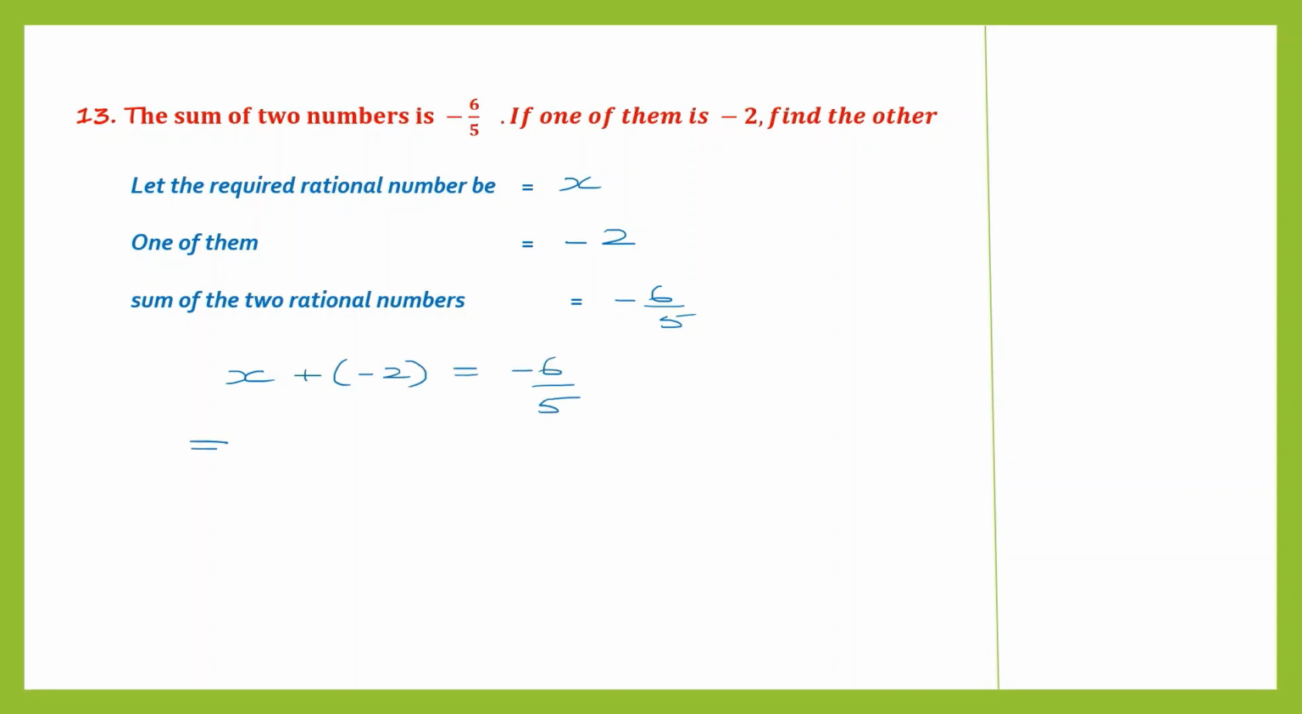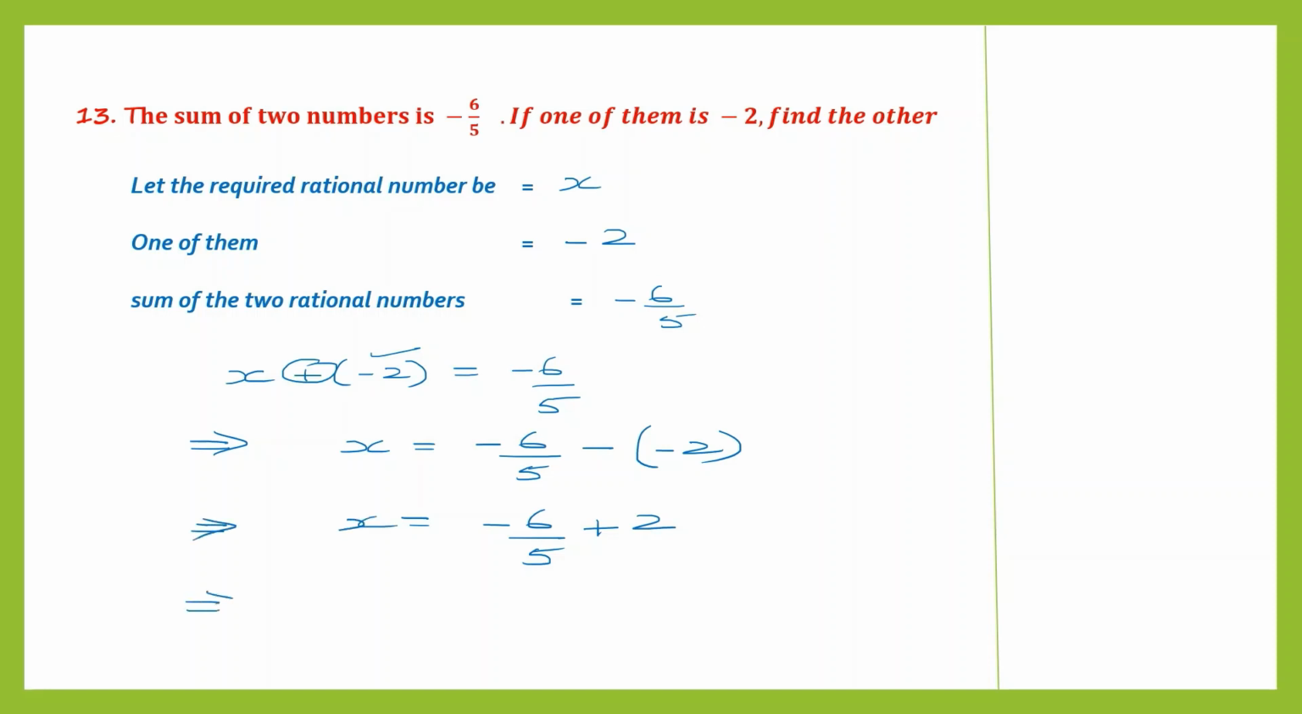So to find the value of x, what do we say? X is equal to minus 6 by 5. Now since we are transposing this number to the other side and here's addition, it becomes minus 2. Let's remove the brackets. So what do we have? Minus 6 by 5. Before the bracket we have a minus sign. So minus 2 becomes plus 2.